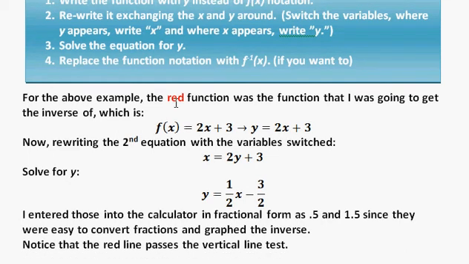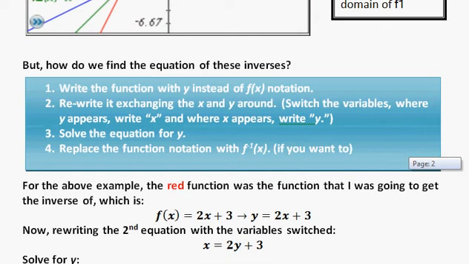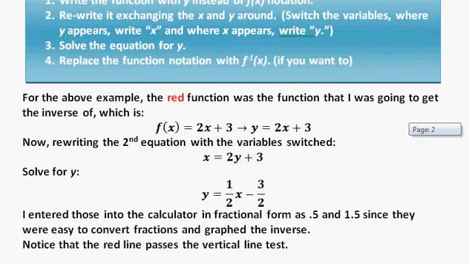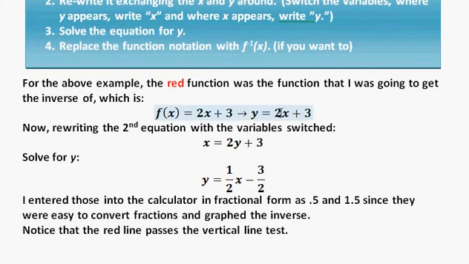Okay, for the above example, the red function was the function that I was going to get the inverse of, and I showed you how we did it. We took f of x is equal to 2x plus 3. That was this red one up here, right? To get that blue function and to graph that, what I did was I rewrote this with, instead of f of x right here, put a y in there. y equals 2x plus 3.